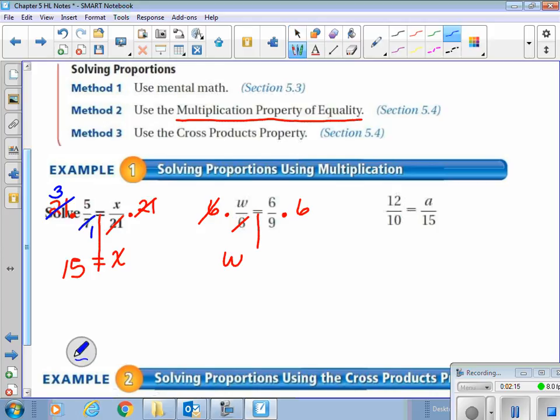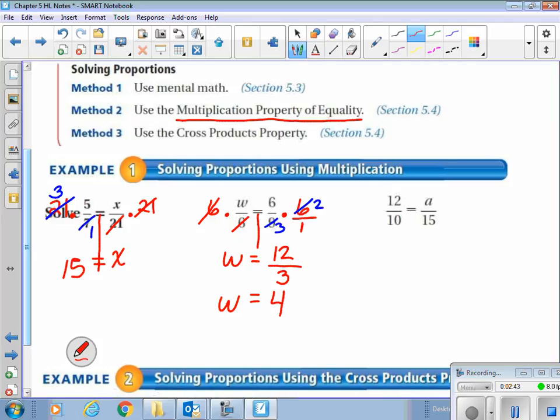Looking at the 6 and 9, they are both divisible by 3. 3 goes into 9 3 times and into 6 2 times. I then can multiply across the top. 6 times 2 is 12. And if you want to think of this as being over a 1, 3 times 1 on the bottom would be 3. You're left with an improper fraction there, so we're going to simplify that. 12 divided by 3 is simply 4. So w would be 4 there.